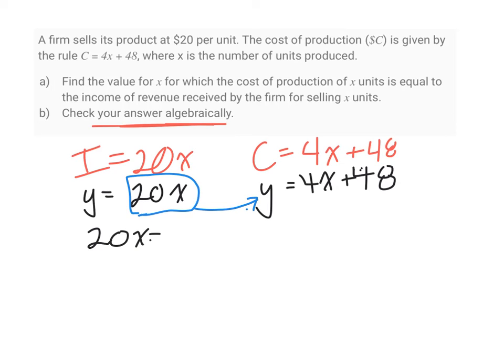My stylus is hating writing right now. So I've substituted one into the other. I can now start to rearrange. So from this side, I'm going to subtract 4x from both sides. What you do to one side, you must do to the other.